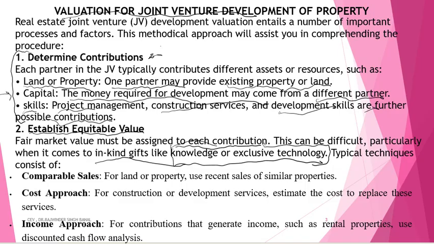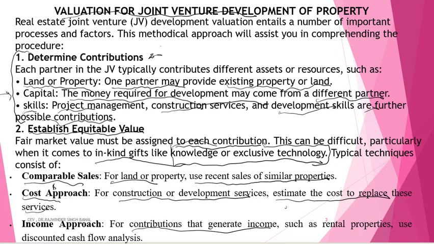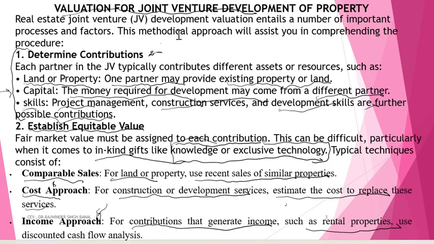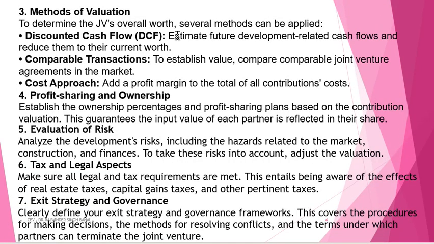Typical techniques consist of comparable sales for land or property, using current, recent sales of similar property. For construction and development services, we can apply the cost approach to estimate the cost to replace these services. For contributions that generate income, we can apply the income approach, such as for rental property, using discounted cash flow analysis. So a method of valuation for joint ventures is discounted cash flow.